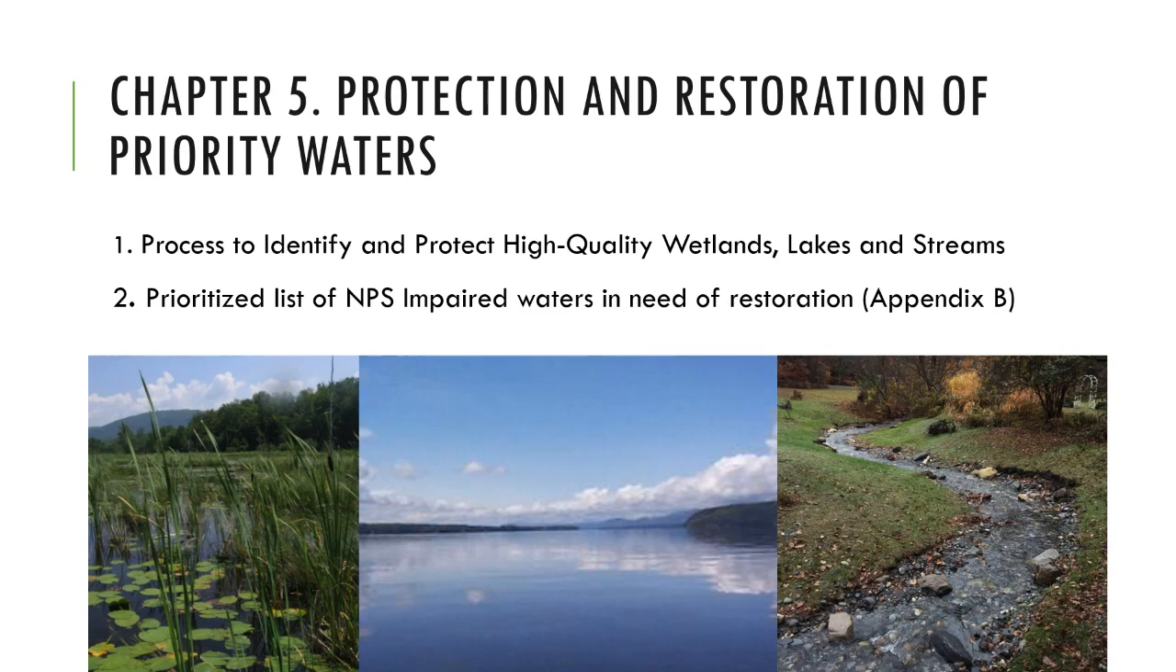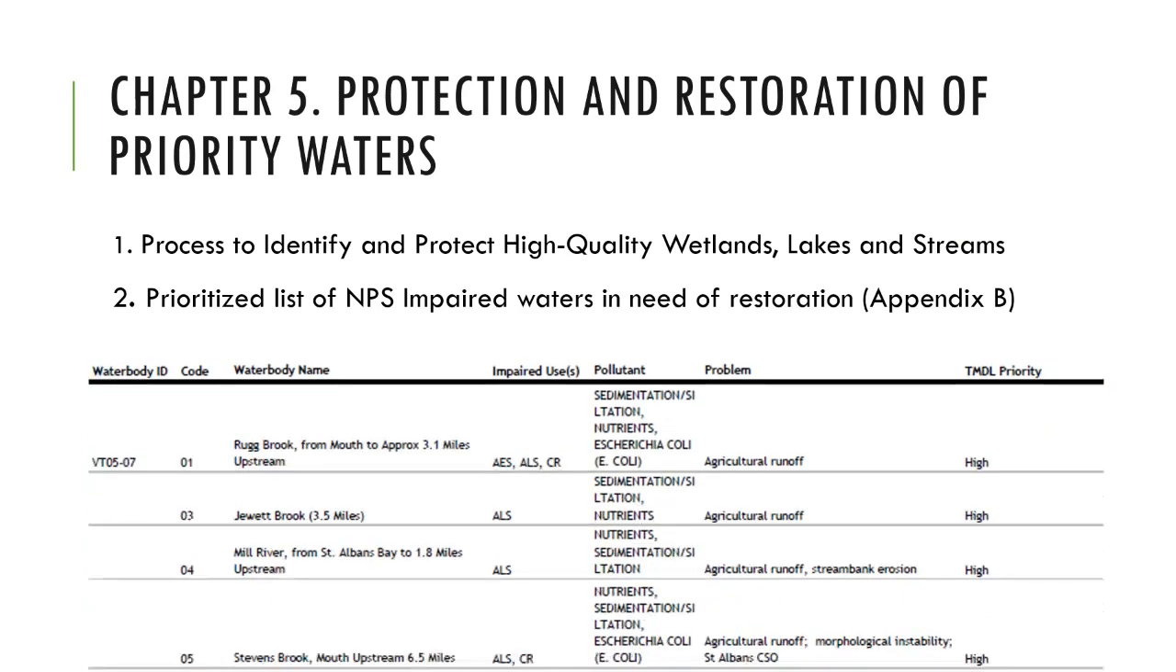So the second piece of this is restoration of priority waters. So taking those waters that we know are impaired by a certain pollutant or by a certain cause, it's important to identify those and prioritize them. So we've done that in Appendix B of this document. There is a list of prioritized non-point source impaired waters in need of restoration.